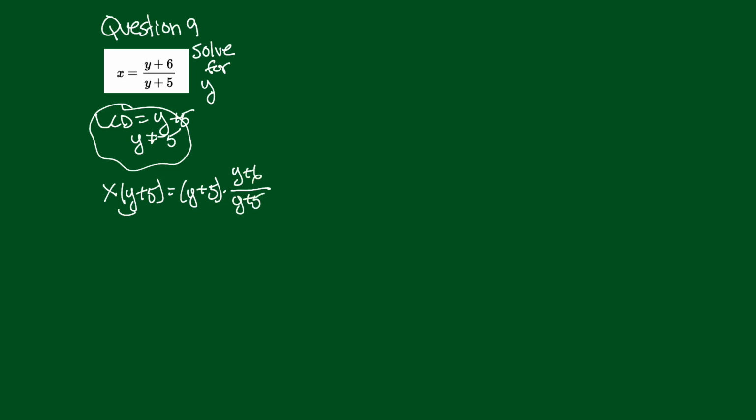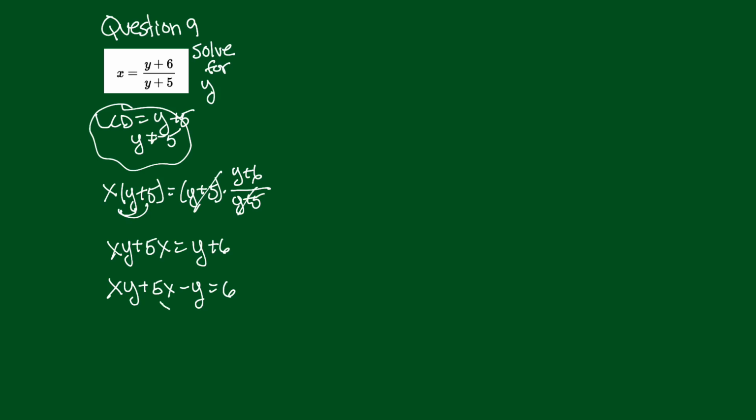Now, over on the left side, multiply through, we'll get xy plus 5x equals, and the right side, the y plus 5's cancel, and we get y plus 6. Now I'm trying to solve for y. I see y on both sides, right? I've got it here on the left side, and I've got it here. Why don't we subtract this y? I get the y's on the left side. So that will give us xy plus 5x, and then subtract that y equals 6 on that side.